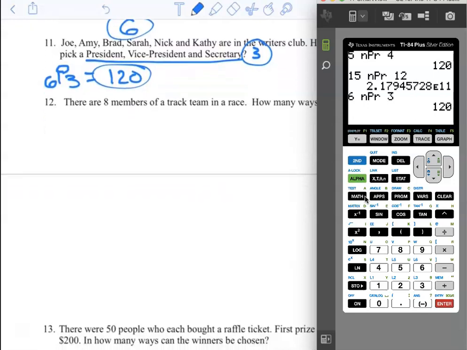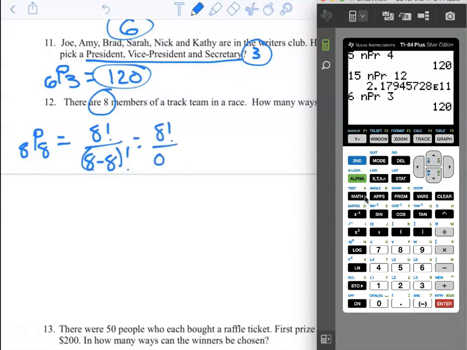Okay. This one says there are 8 members of a track team in a race. How many ways can they finish 1 through 8? So notice that this is all of them. This is all the racers. So you could do it as 8p8, but look what you're going to get. You're going to get 8 factorial over 8 minus 8 factorial, which is 8 factorial over 0 factorial.